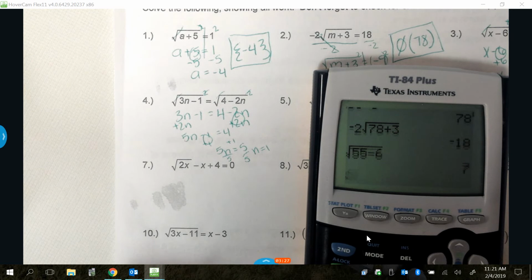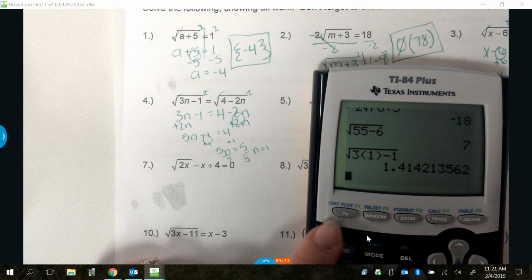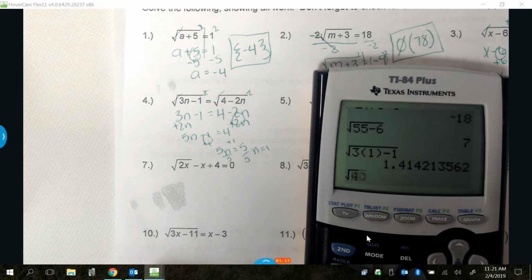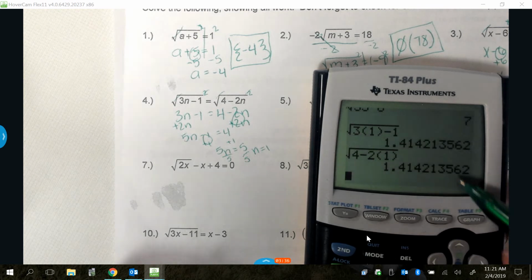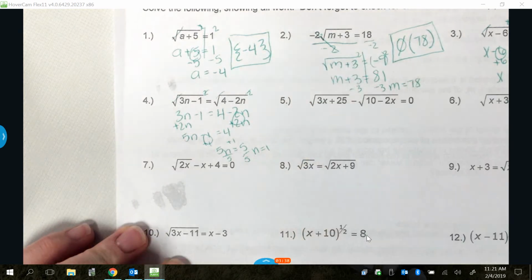So square root 3 times 1 minus 1 gives me that. And then the square root 4 minus 2 times 1 gives me the same ugly decimal, therefore it is a solution.